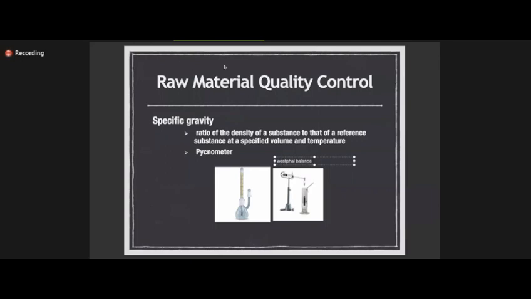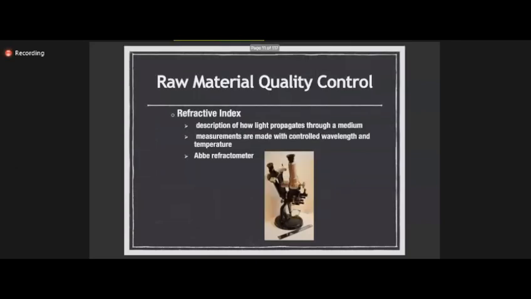Okay, next, we have your refractive index. No, so refractive index describes how light propagates through a medium. No, so mag-bend ba ang light? Mag-refract ba ang light? No, so that is specific for a substance. Okay, so we use your Abbe refractometer. So this is your Abbe refractometer. Again, kung pure ang substance, hindi yan magbabago kung ano yung refractive index niya. But kung impure, nag-deteriorate na yung oil, for example, magbabago yung refractive index.